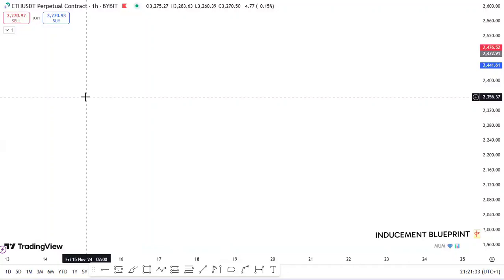So firstly, what are pullbacks? Pullbacks are corrections in the markets. The simple definition of pullbacks is that they are corrections in the market, because we know that in a bullish market or in a bearish market, there are definitely going to be pullbacks. Pullbacks that happen in the bullish market are called bullish pullbacks, and pullbacks that happen in the bearish markets are called bearish pullbacks. And in these pullbacks we have both the valid pullbacks and the invalid pullbacks.